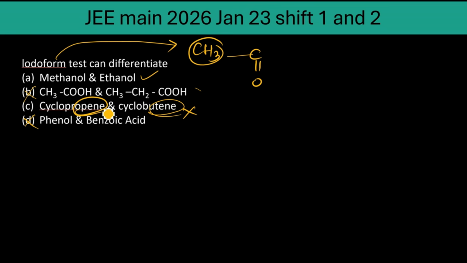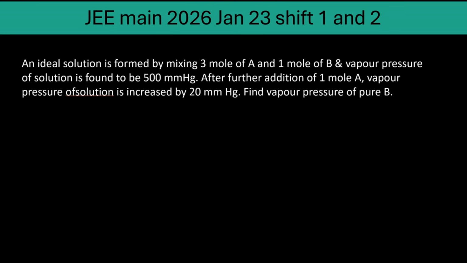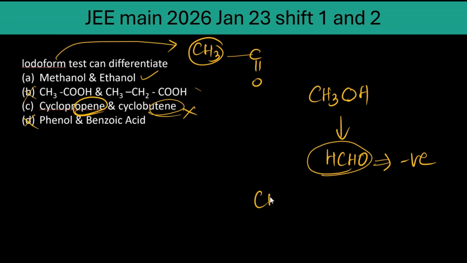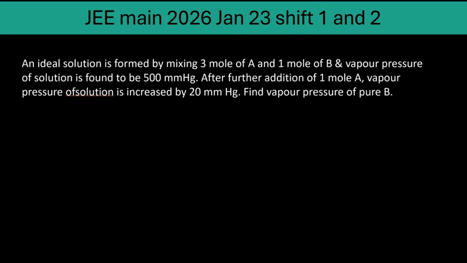Methanol and ethanol will give different positive and negative values. Methanol will form HCHO, so that will give you a negative result, but ethanol will give you ethanal, that will give you a positive test for iodoform.